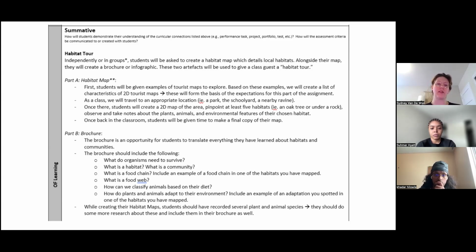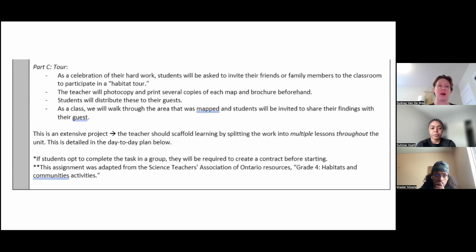The second part is a brochure. The brochure is going to translate everything they've learned about habitats and communities and should also include some specific aspects related to the map that they created. So there might be a specific species that they found that they would include in their brochure. And then the third part, which is also a celebration of their work, is the tour. We would invite a guest into the classroom. The teacher will photocopy and print several copies of the maps and brochures. Those would be distributed, and then students can deliver a tour to the guest.